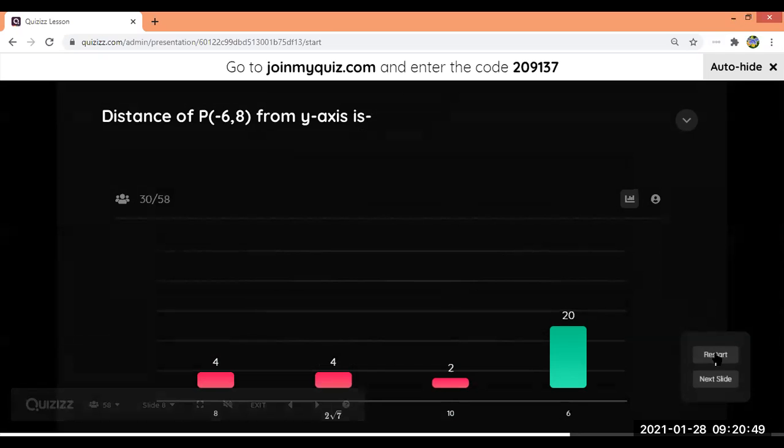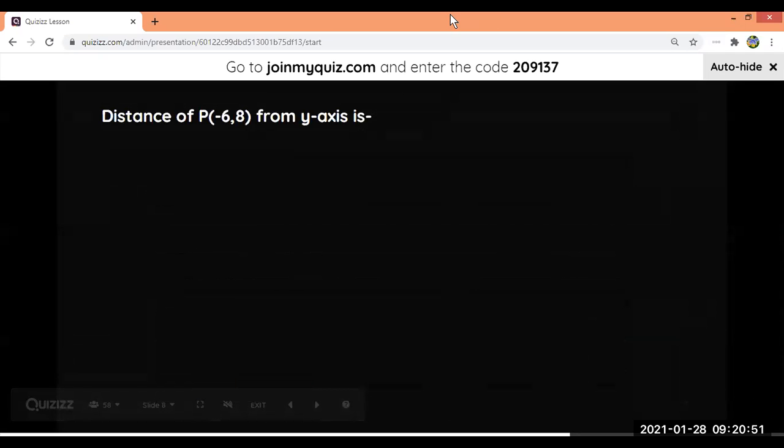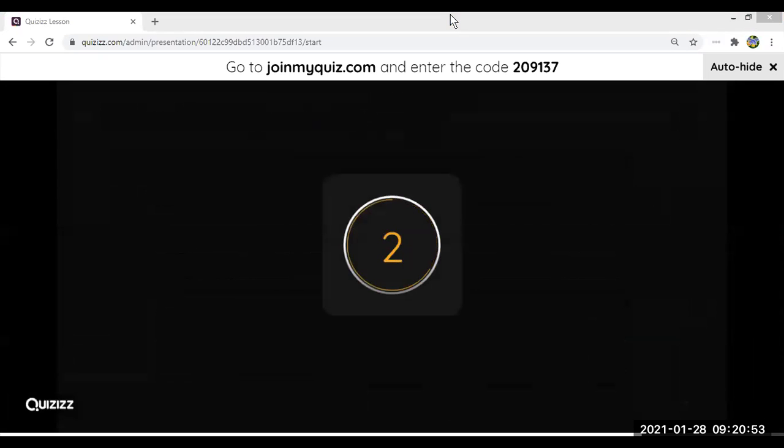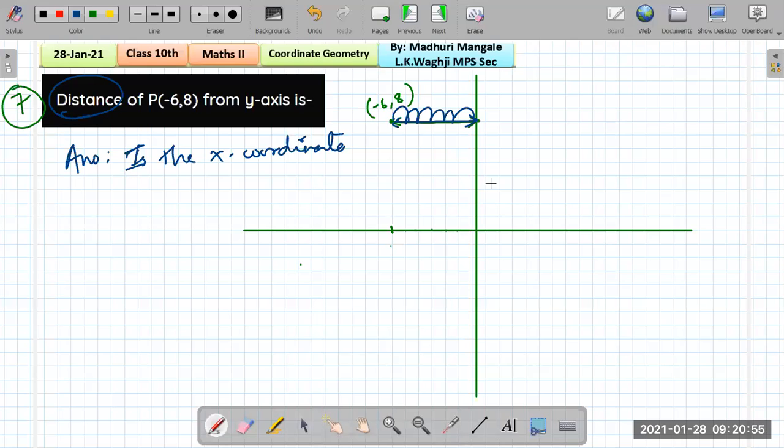20 of you have got it right. Let us look at the next question. And let me give you some more hints. For distance from y-axis, the answer is the x coordinate. And if the question is distance of any point from x-axis, that is the y coordinate. For this one, the answer was the x coordinate.